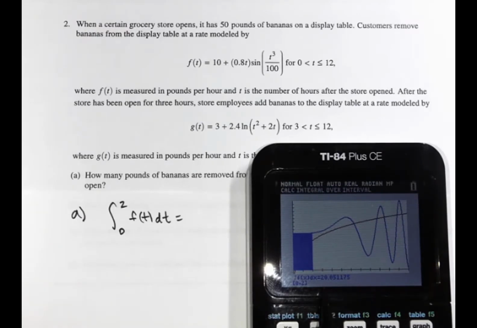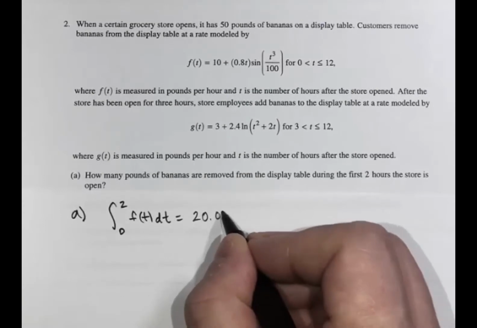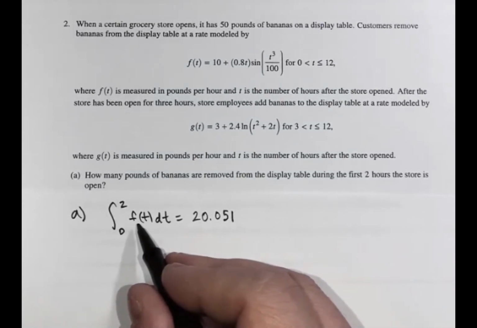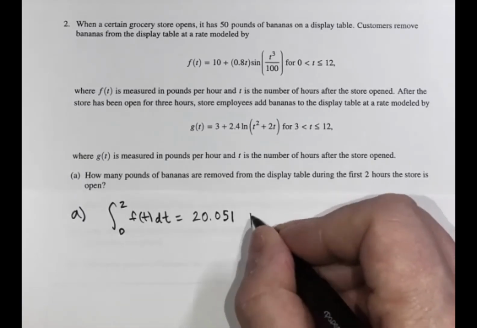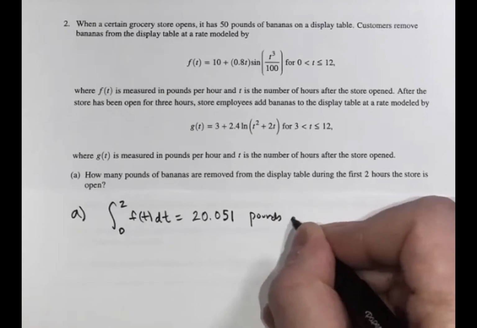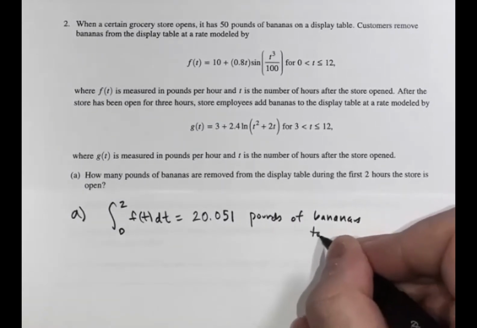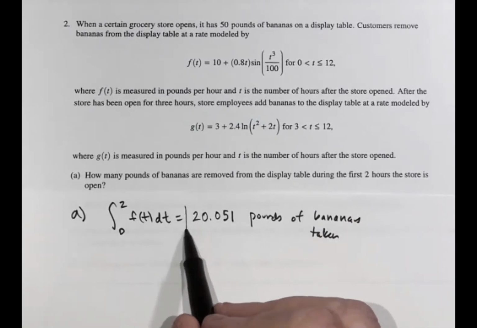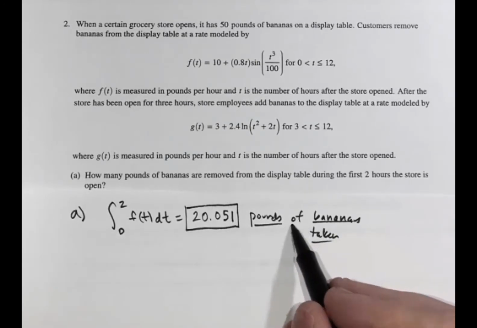It looks like 20.051. And we are adding up pounds. Let's see, pounds per hour multiplied by hours. So these are pounds of bananas taken over the first 2 hours. So that is the finishing part to the first problem, pounds of bananas taken.